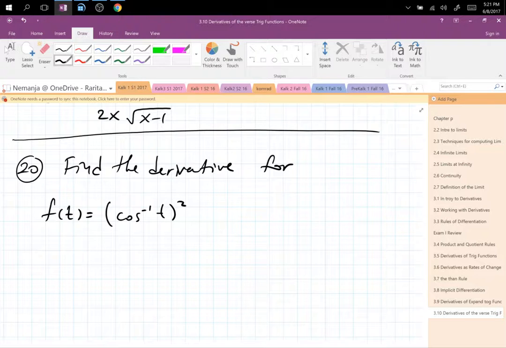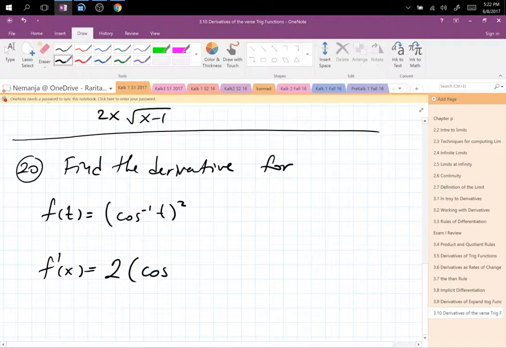So let's take a look at this, for some reason, confusing problem. We have a chain rule. So f prime of t would be, with the chain rule, 2 times cosine inverse of t. And then the formula for inverse cosine is the same as the formula for inverse sine, except it's negative, so it's negative 1 divided by what? There you go. Done.